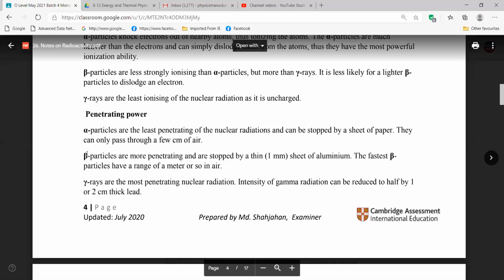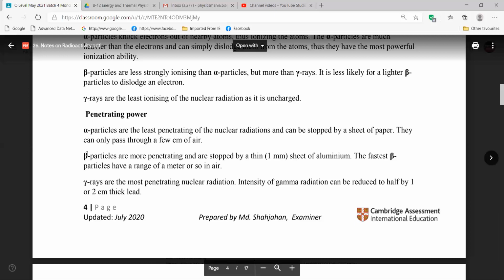Sir, aren't alpha particles strongly energized? I mean, they are strongly ionizing but don't have much energy, because they don't have the speed like gamma rays. Yes, if they don't have speed, that means they don't have that much kinetic energy. Is it clear? Yes, sir. Speed is related to kinetic energy. Continue. The motion of an object.